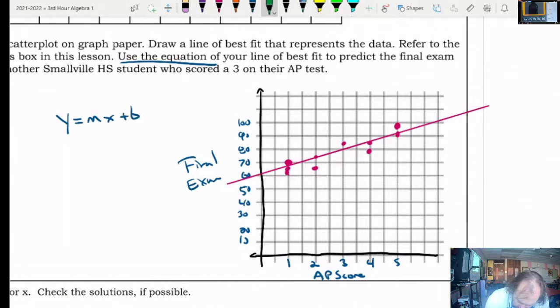Now, b in my equation looks to be a little bit more than 60. I'm going to say 62. There's no exact science here, just guess. As far as the slope goes, I'm looking for lattice points, points that are right along the grid. And for me, I think I see grid points, maybe I'm just eyeballing there and there.